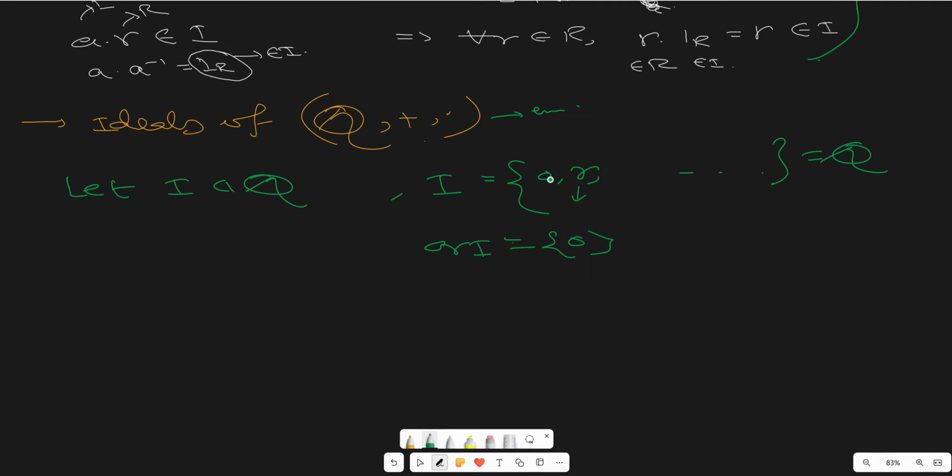Suppose you have 0, and you have added one more element R. Since in Q every non-zero element is a unit, R is also a unit. So I contains a unit here, right? If I contains a unit, that will be the entire Q. I just have the theorem, right? So it has two ideals. Either it is 0 or it is Q. This Q has exactly two ideals. Okay.